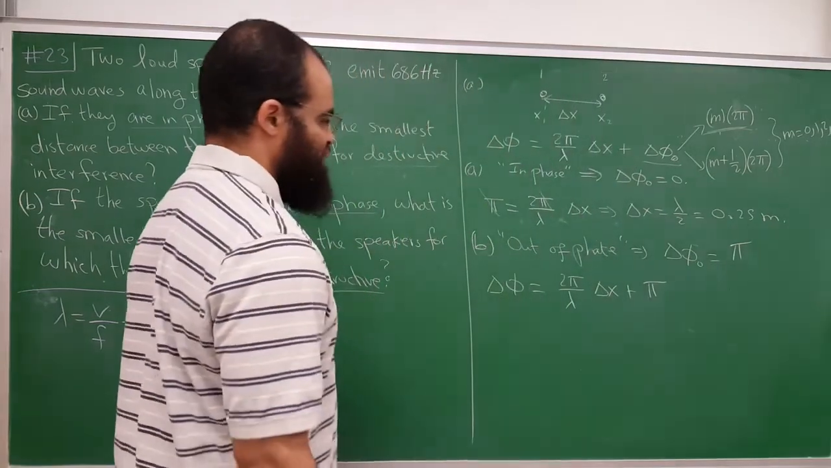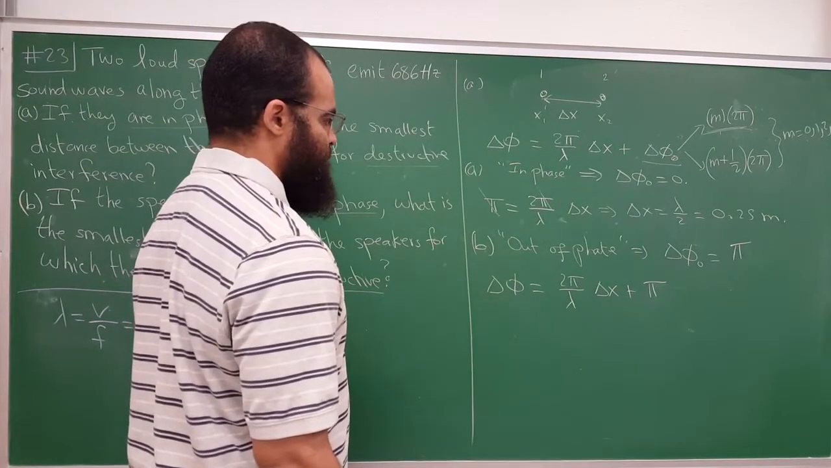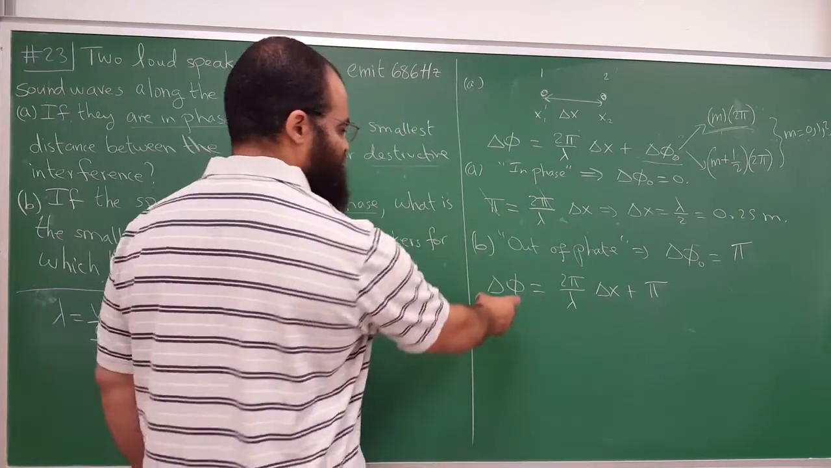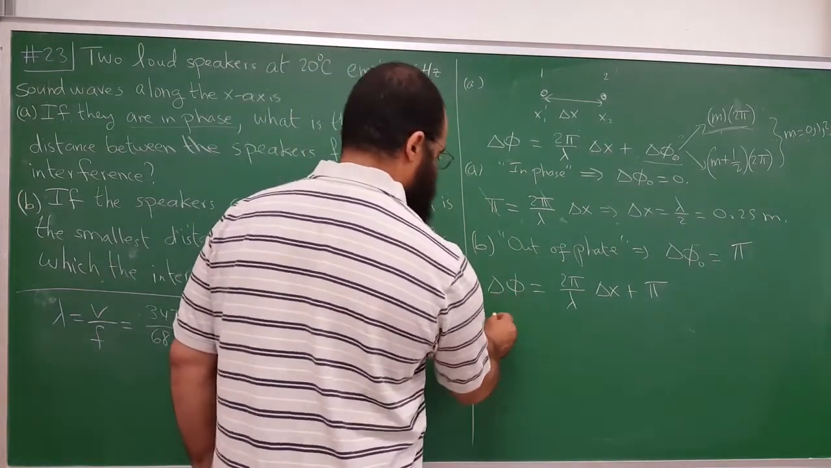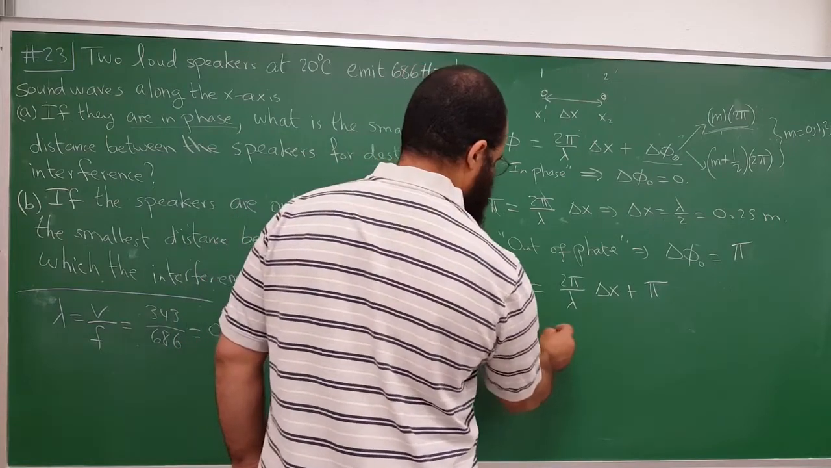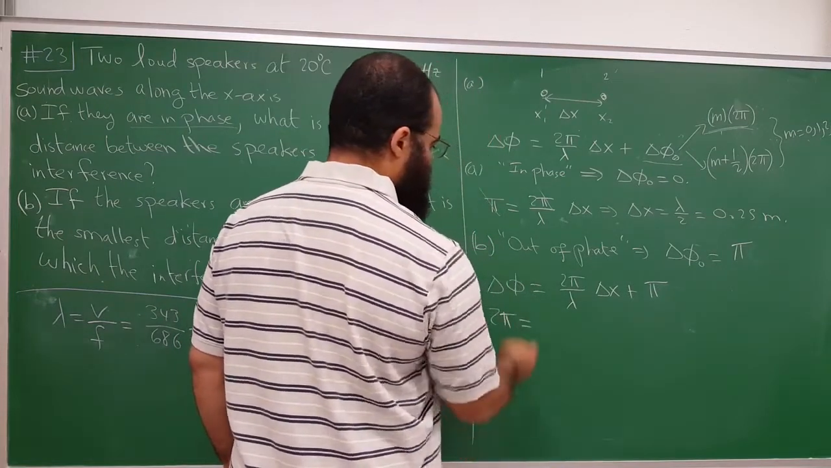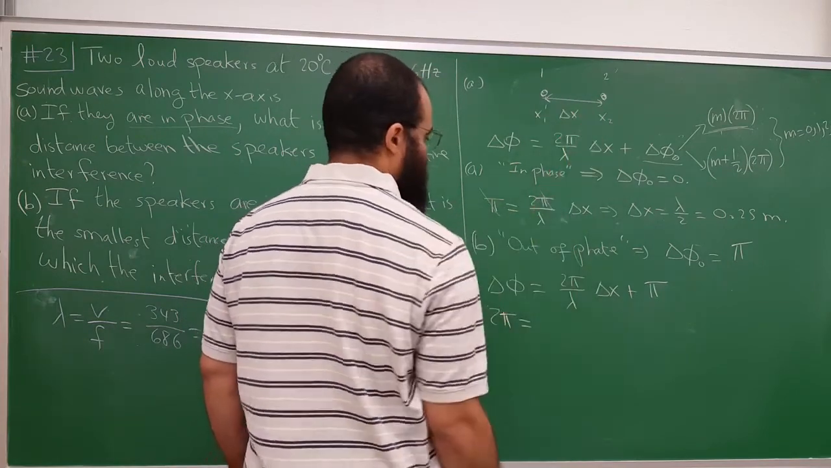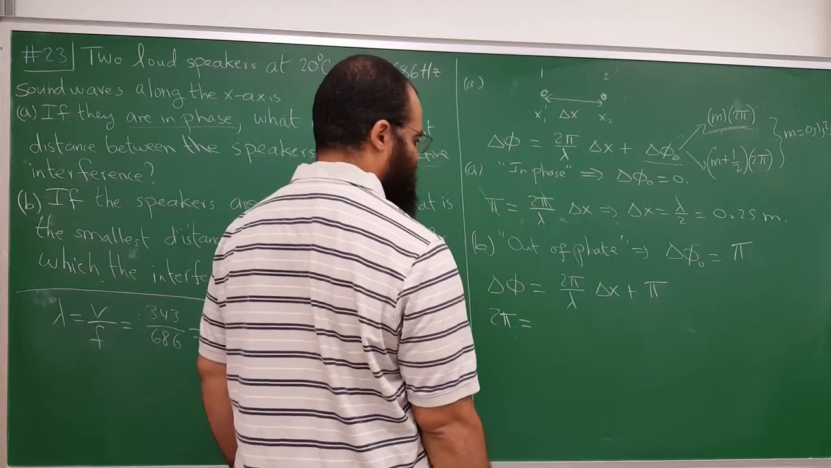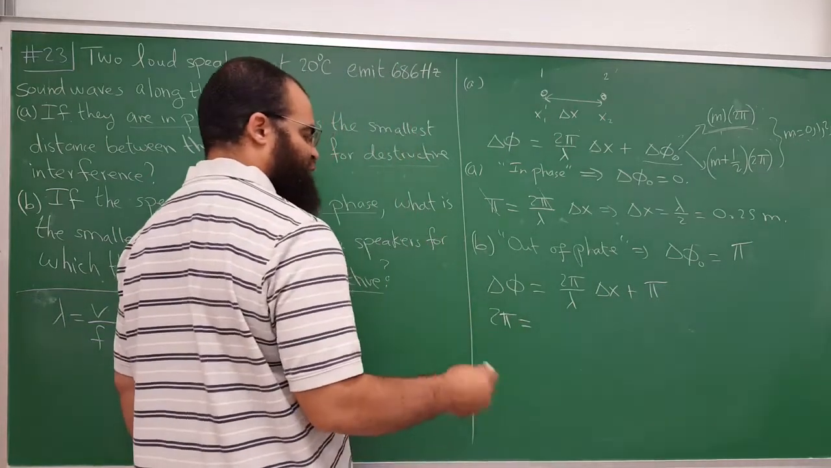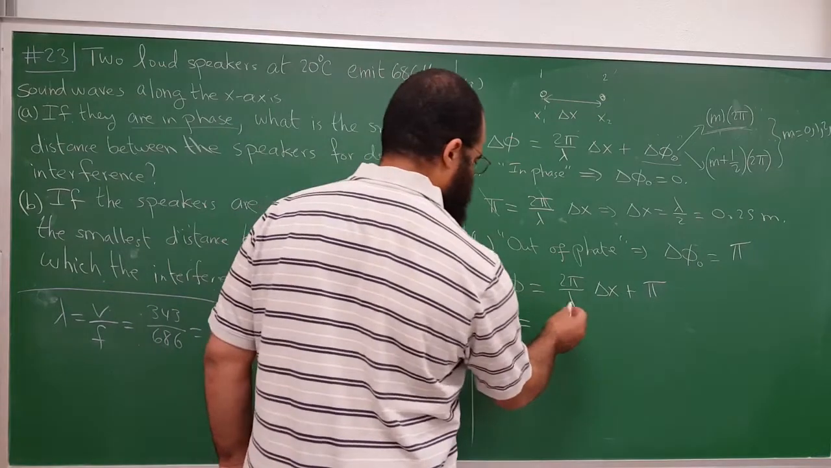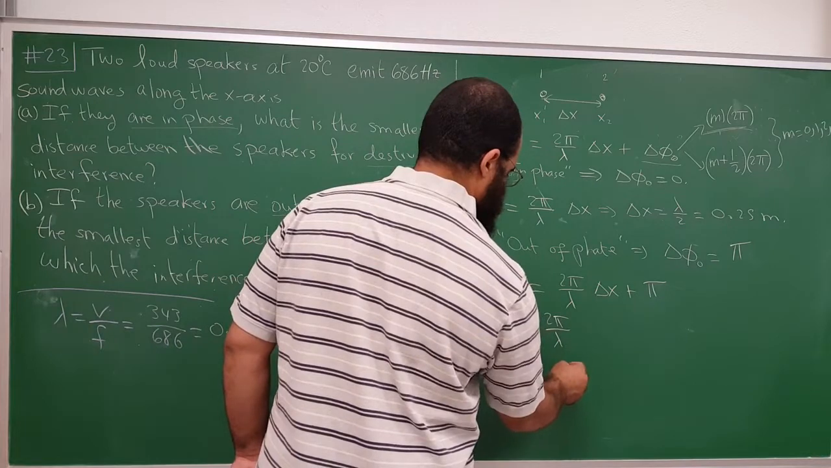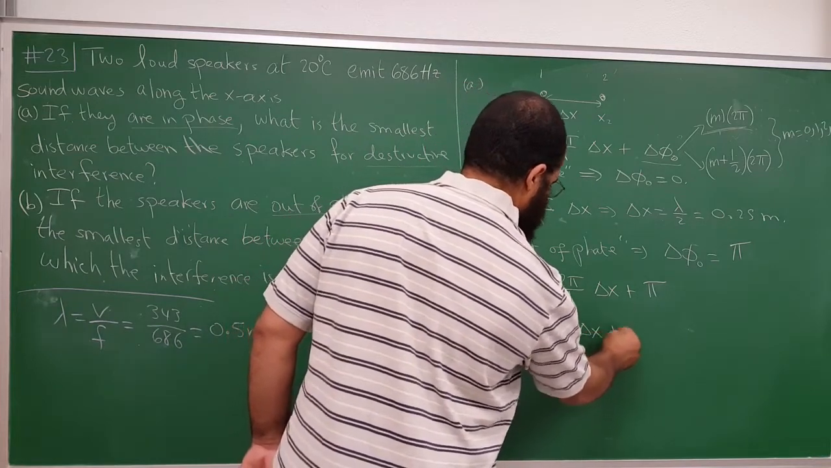You might say, yeah, that's okay. So the smallest non-zero delta phi here will be 2 pi. I mean, you could also use 0, but you would have negative pi, which means speaker 2 is in front of speaker 1, or speaker 1 is in front of speaker 2. It will just be exactly the same, but with a different sign, same magnitude. So you'll have 2 pi over lambda delta x plus pi.